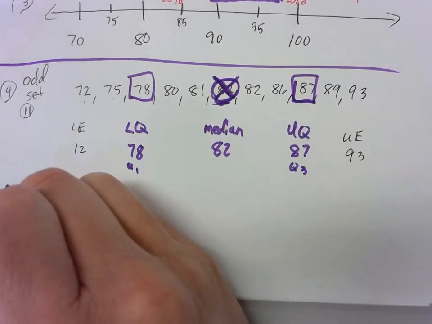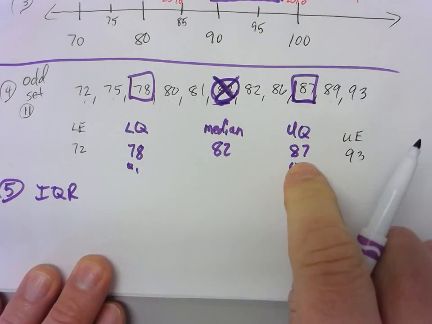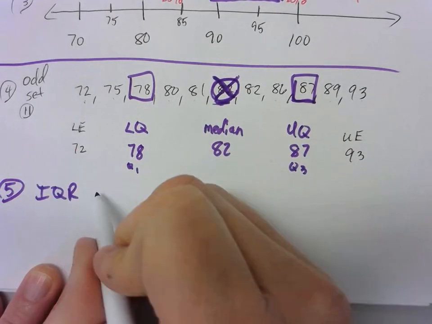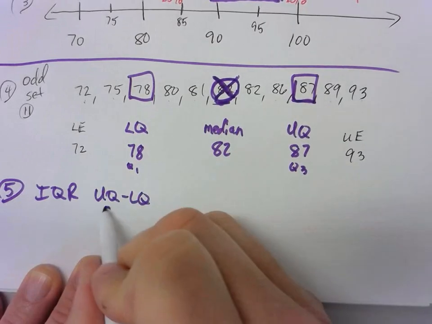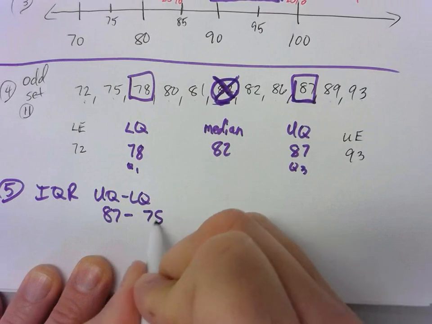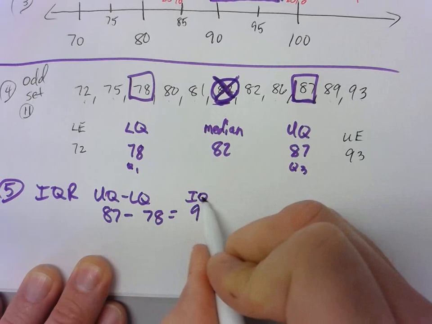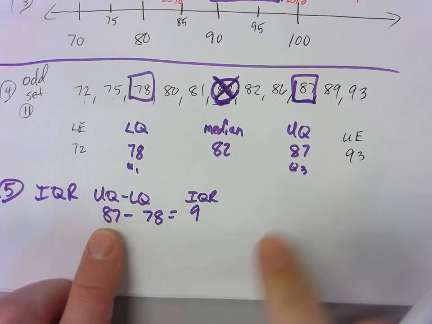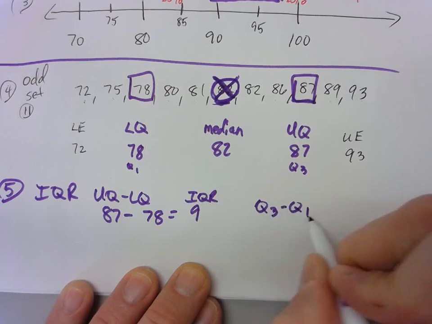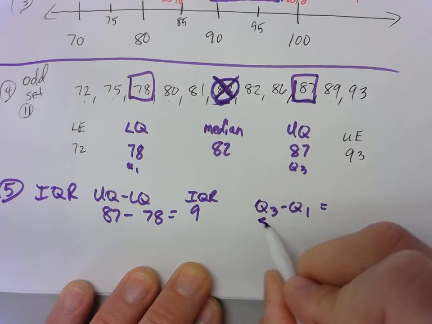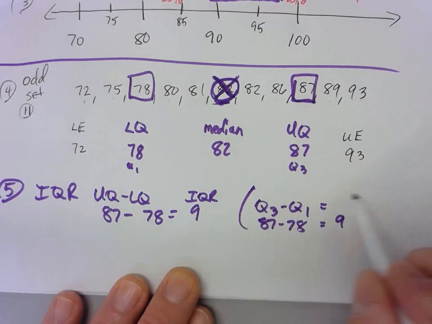If we're going to find the interquartile range, we take the upper quartile minus the lower quartile. In this case that would be 87 minus 78, a grand total of 9 for the interquartile range. Or Q3 minus Q1, it would still be the same thing: 87 minus 78, which gives you 9. Either way is fine.